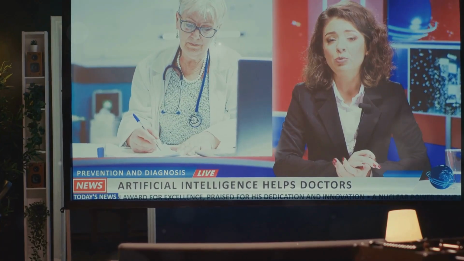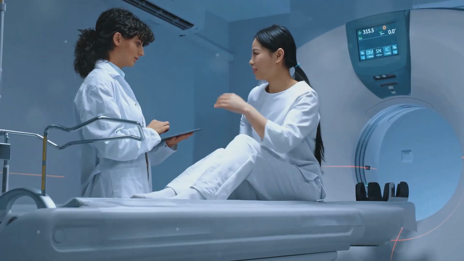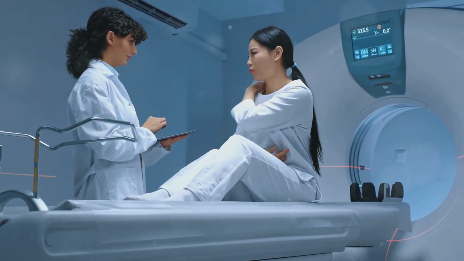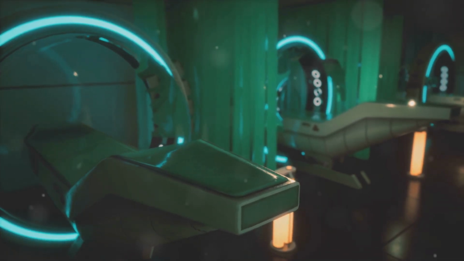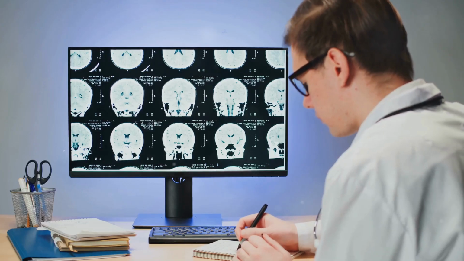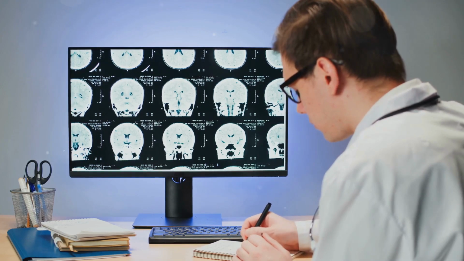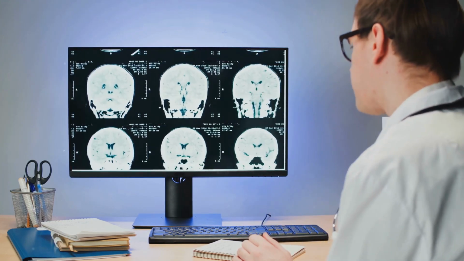Section 6. Deep learning in healthcare. The healthcare industry has seen tremendous advancements thanks to deep learning. One of the most impactful applications is in medical imaging. Deep learning models can analyze medical images with a level of accuracy that rivals or even exceeds human experts.